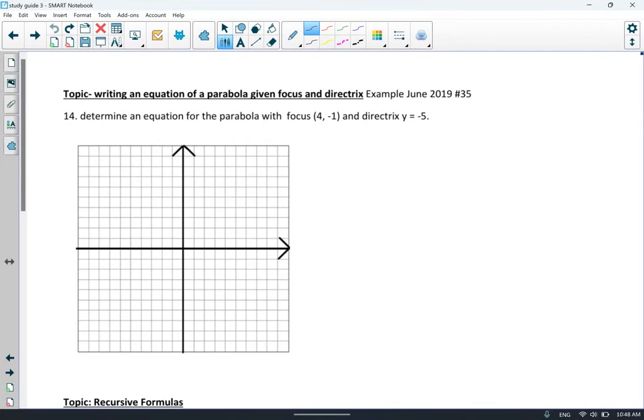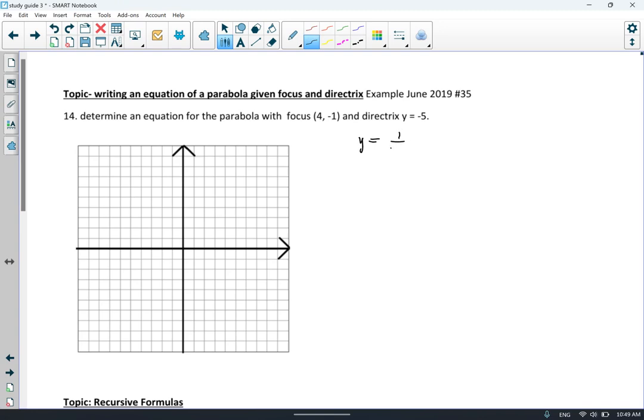Let's start off with number 14. This is from the June 2019 Regents, problem number 35. Determine an equation for a parabola with focus (4, -1) and a directrix of y = -5. So it's helpful to know the formula.